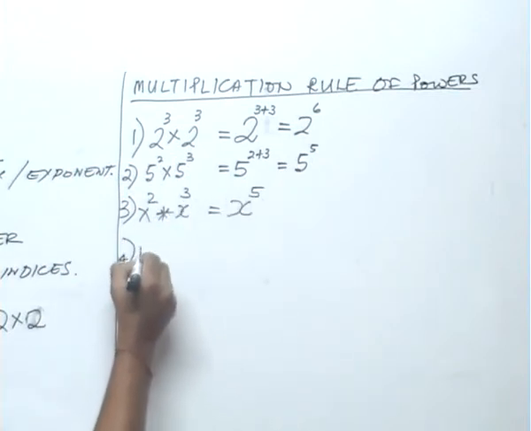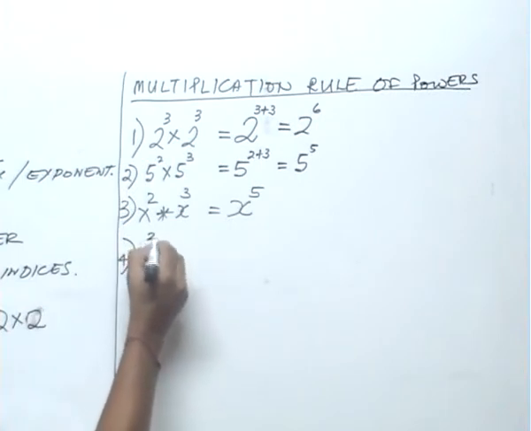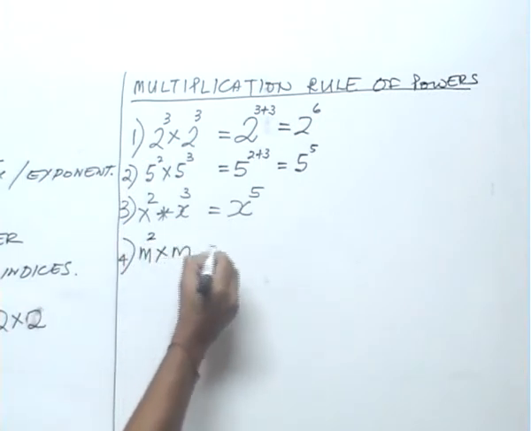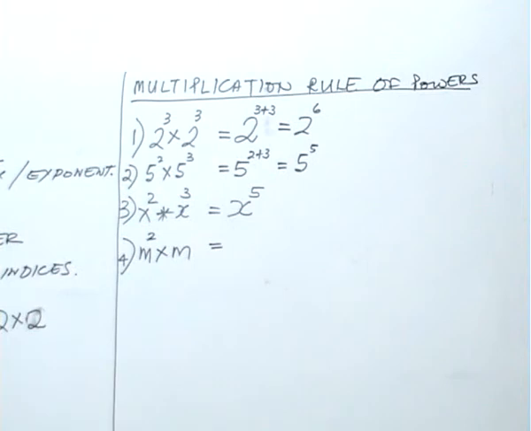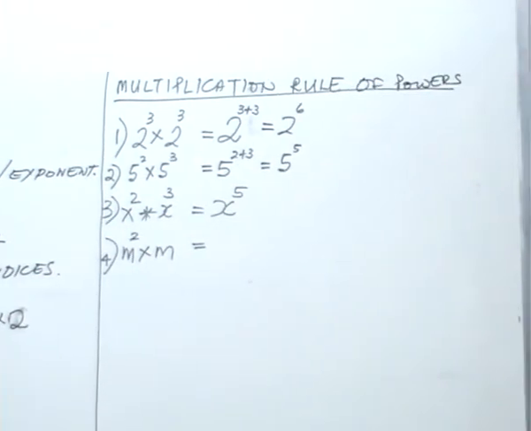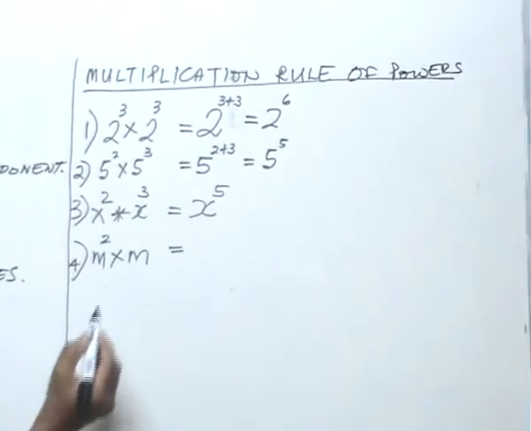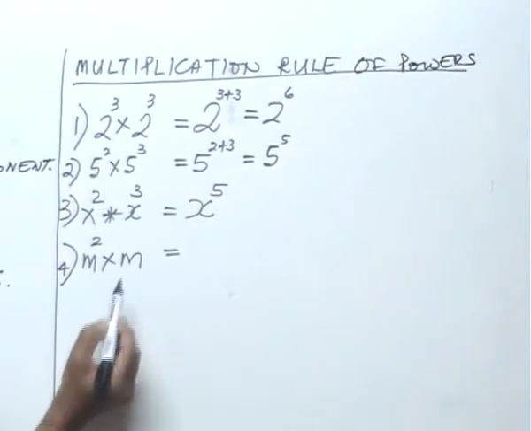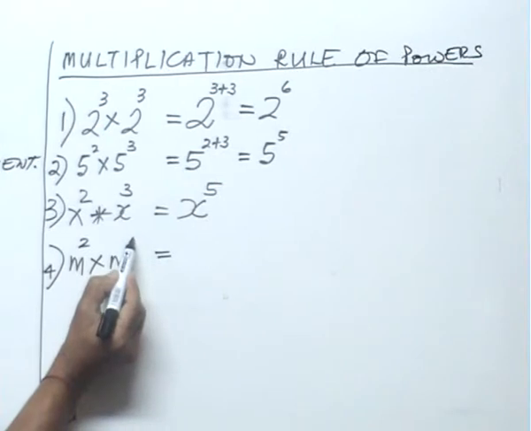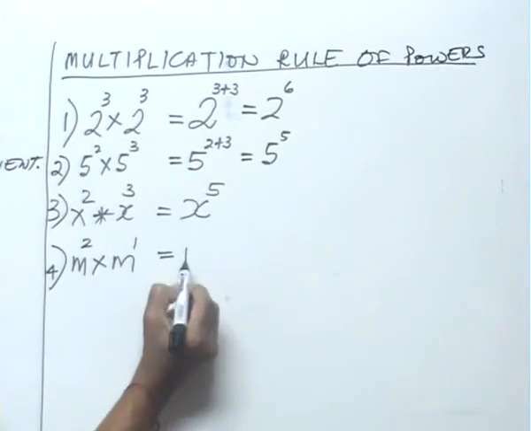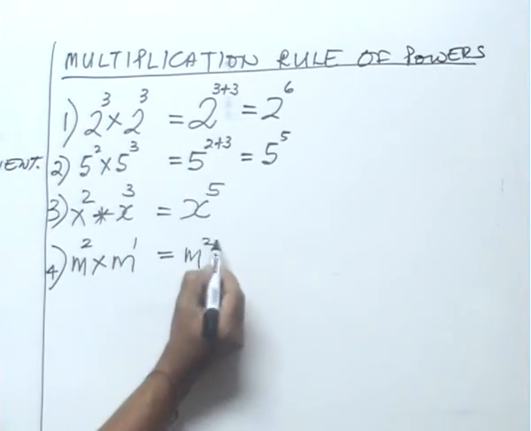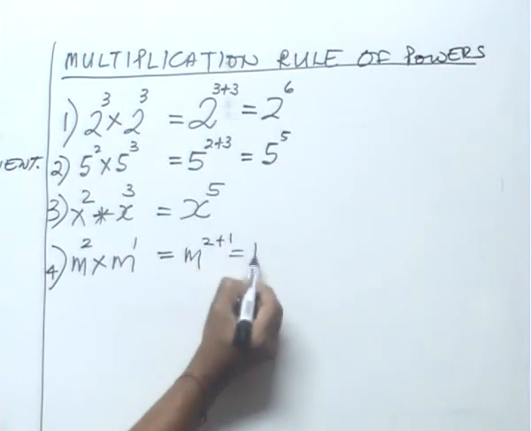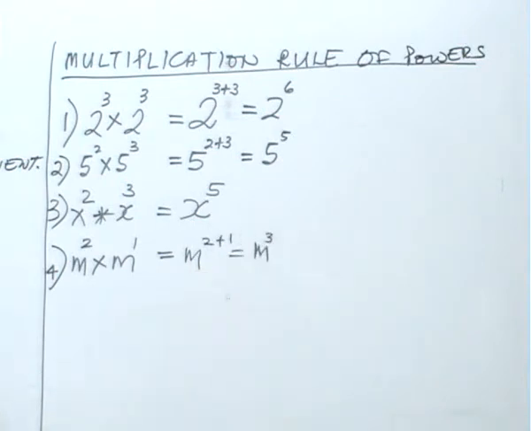Number 4, m squared times m. Now you recall that the index here is understood to be 1. So don't say there's no index. You've got to remember that it is understood to be 1. So there it is now, and the final answer is 2 plus 1. That gives you m to the 3.